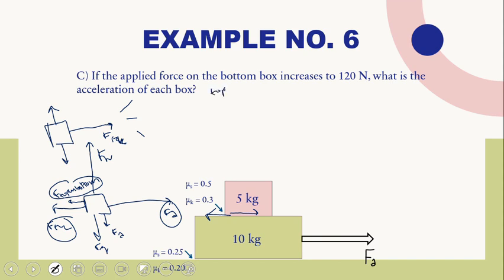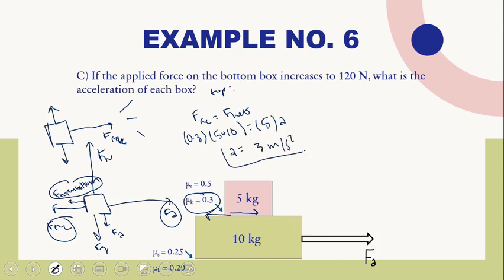Let's do the top box over here. It's a lot simpler. F_k is equal to F_net. So mu, which is this kinetic mu now between the two boxes, times F_n is going to equal 5, which is the box's mass, times acceleration. And this yields an acceleration of 3 meters per second squared.